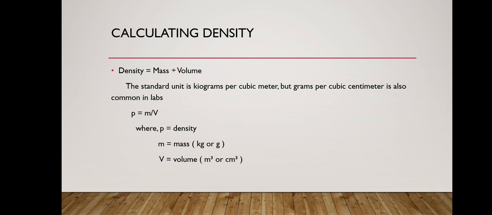How do we calculate density? Density is given by the formula mass divided by volume, and the standard unit is kilograms per cubic meter, but grams per cubic centimeter is also common in labs.